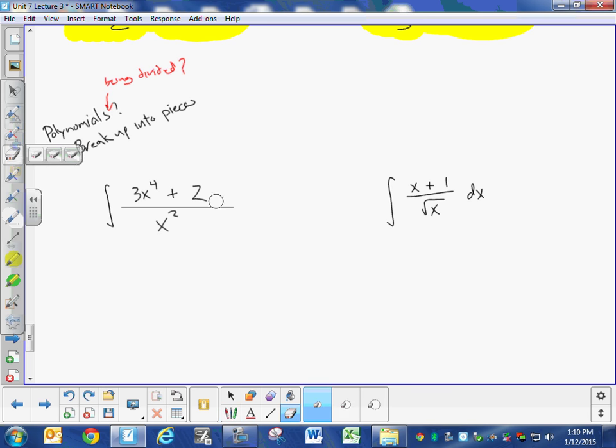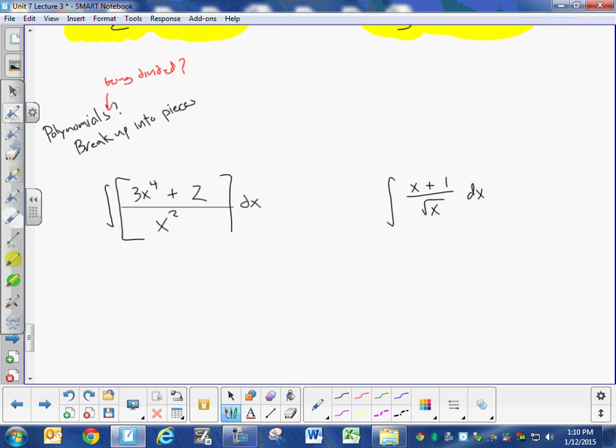So this dx should be out here. This integral notation, as it appears there, should be read as the antiderivative of this function with respect to x. How do we break it up into pieces? We divide our numerator by our denominator, so we have multiple fractions. This is 3x squared plus 2 over x squared.